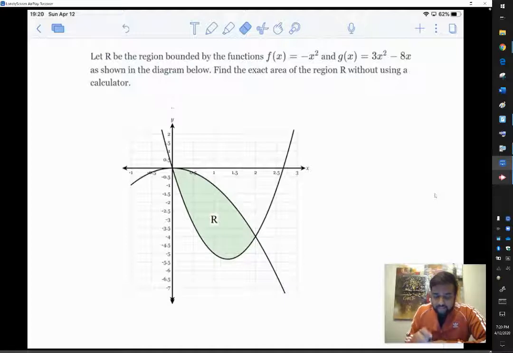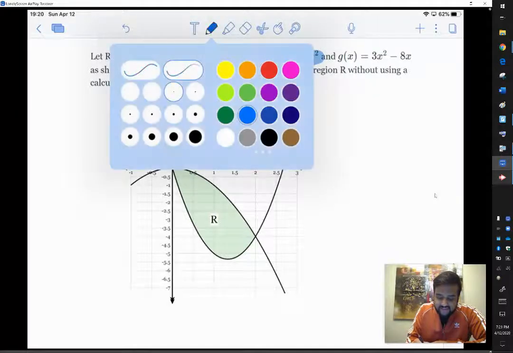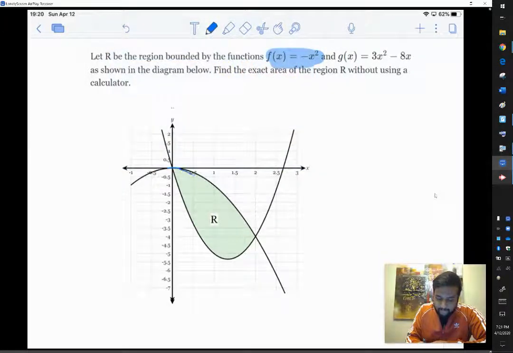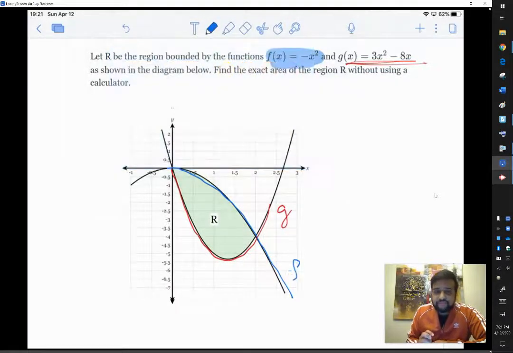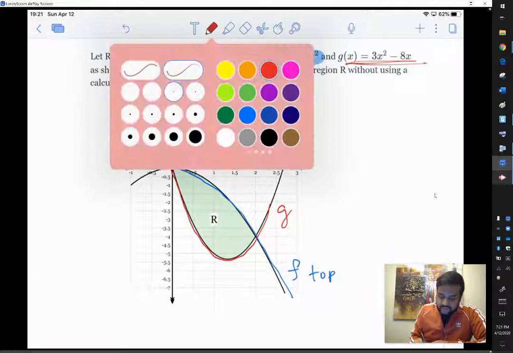So it looks like because f of x is a negatively oriented parabola, that means that f of x is this function right here. And because g of x is a positively oriented parabola, 3x squared minus 8x, that should be this function here. So this one right here is g, and this function here is f. So we have our top and our bottom. Our top function is f, and our bottom function is g.